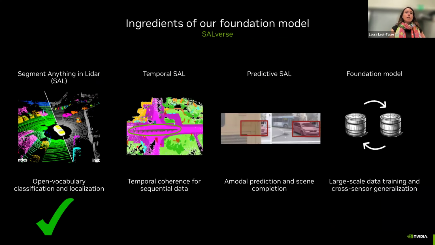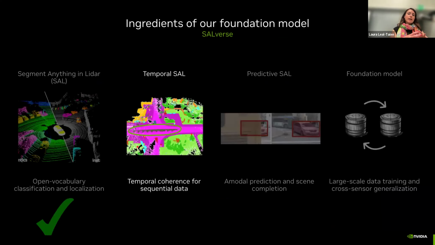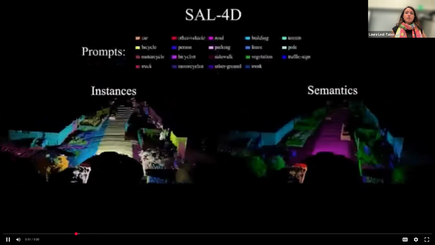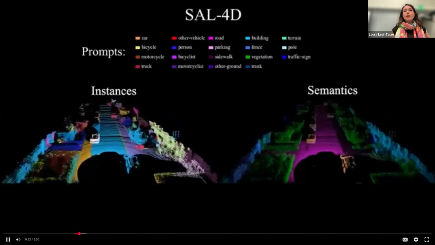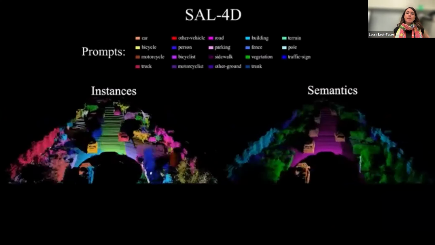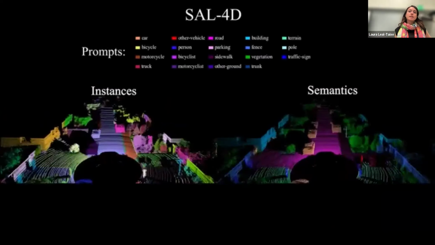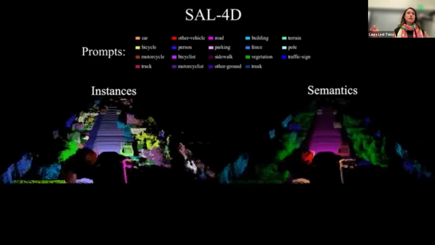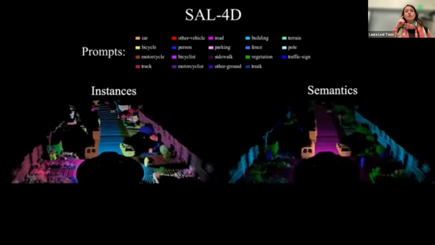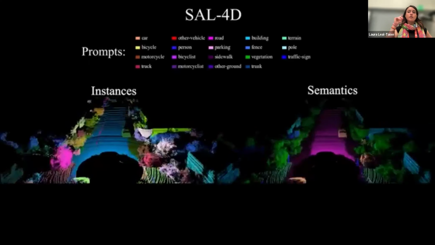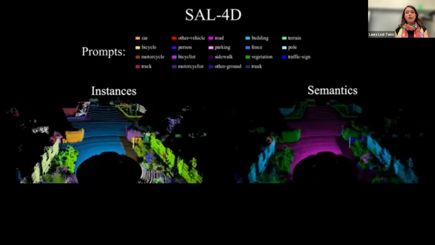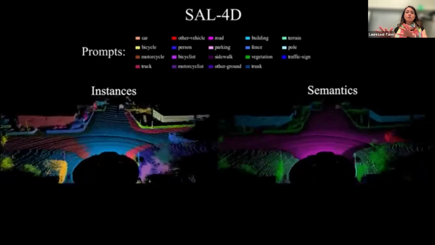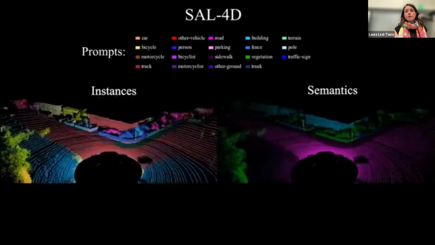So once we did SAL, we went into the temporal part, right? Like getting this temporal coherence. And so here I'm going to show some of the initial results that we had of this SAL 4D. And you see, especially if you look at the semantics part, which is what we were plotting before, that results are much more stable. So there's some flickering for some classes, like the other vehicle class sometimes collides with the car class. But in general, the road, the curb, the trees are pretty stable.